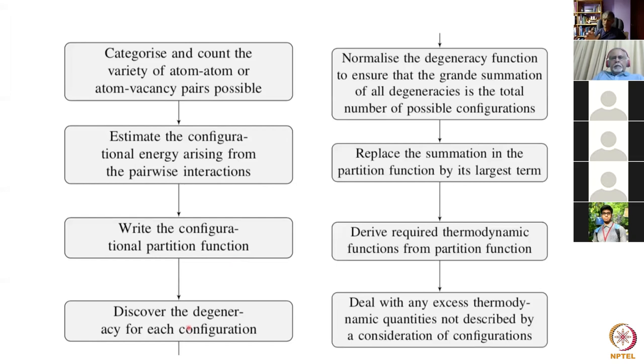And because we cannot strictly count pairs of atoms independently, we have to normalize that degeneracy function, okay? And replace the summation by the largest term in there. And then we derive the thermodynamic partition function and the problem is solved. Of course, there might be other terms which come, for example, from thermal entropy and so on.